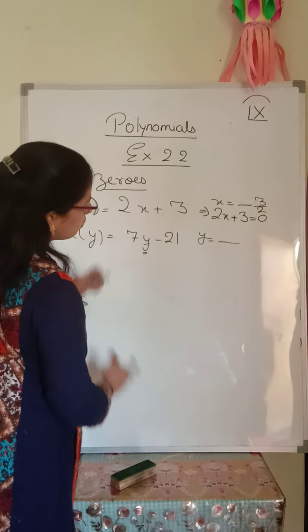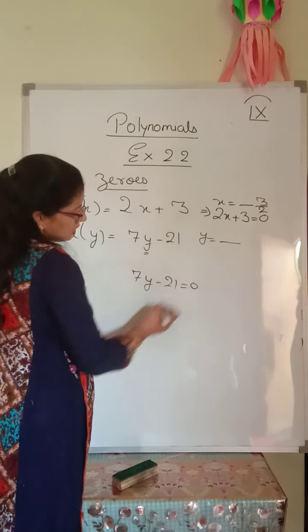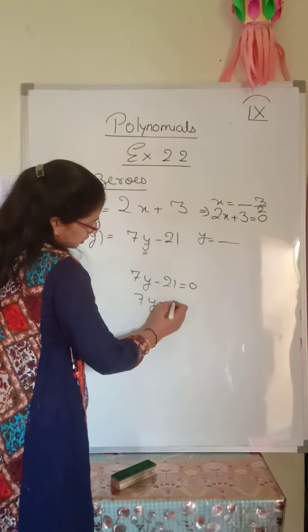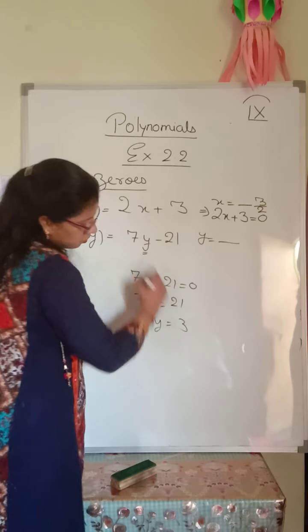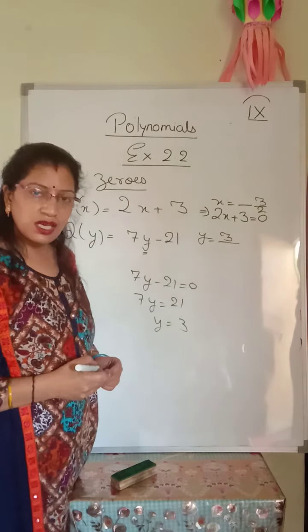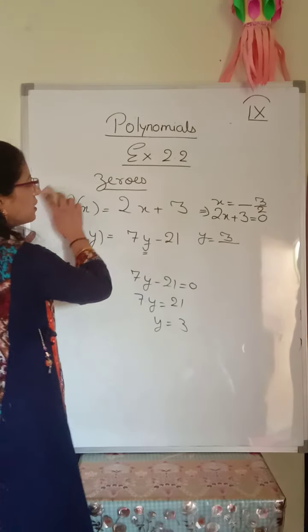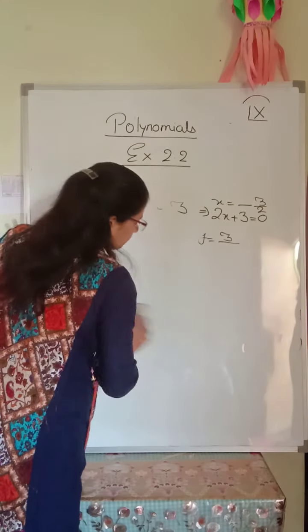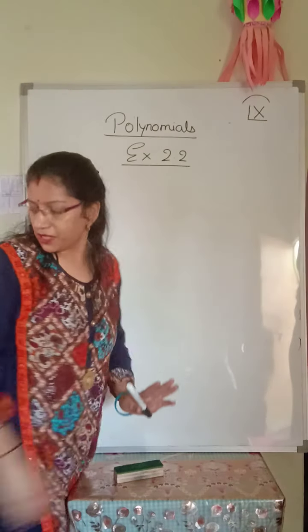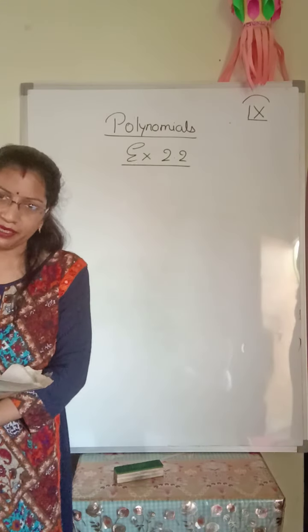Same way, what will be the zero of this polynomial? Put 7y minus 21 equal to 0, meaning this polynomial should become 0. So 7y is equal to plus 21. y is equal to 3. So y equal to 3 is the zero of this polynomial. Okay, fine. It is clear. Now let us do an exercise. This thing should be clear to you. What are the zeros? Nothing else. That means the value of your x, y for which the polynomial will become 0.